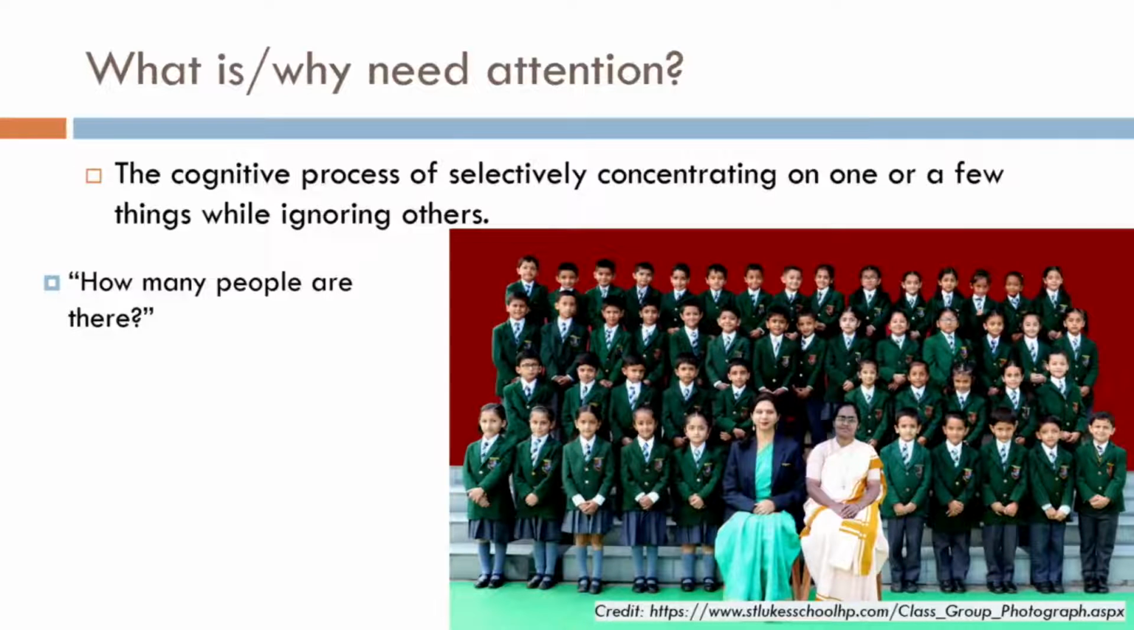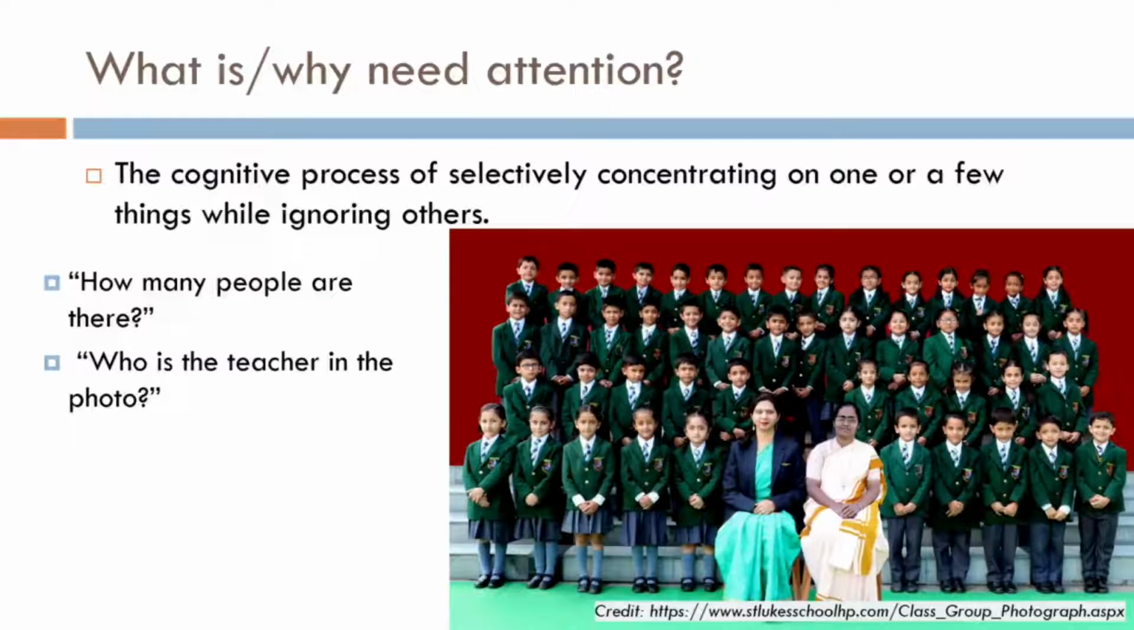Since neural networks mimic the functioning of the human brain, the purpose of this attention mechanism is also to mimic this behavior of paying selective attention to certain aspects of the input data while ignoring the others, just as in this case where the goal is to count the number of people in the photo.